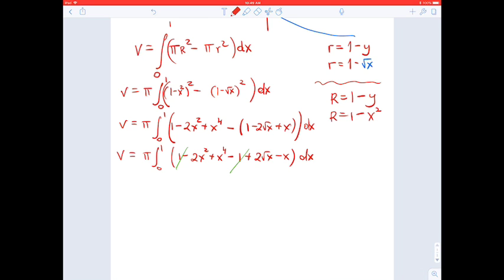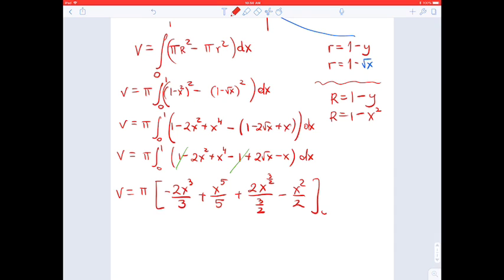Okay, now let's integrate. The integral of negative 2x squared will be negative 2x cubed over 3. x to the power of 4 is x to the power of 5 over 5. Root x is x to the power of 1/2, which will be x to the 3/2 over 3/2. And x is x squared over 2. Limits of integration from 0 to 1.